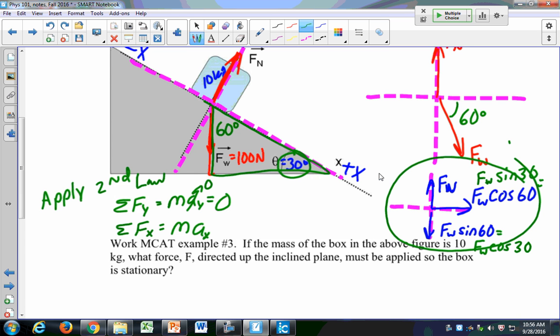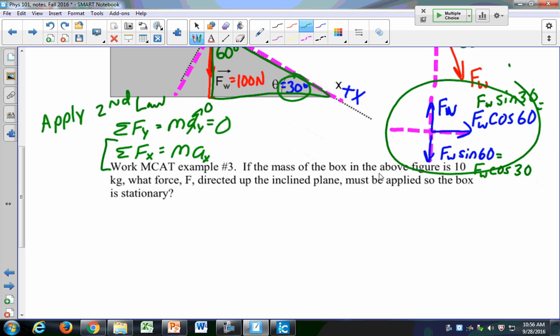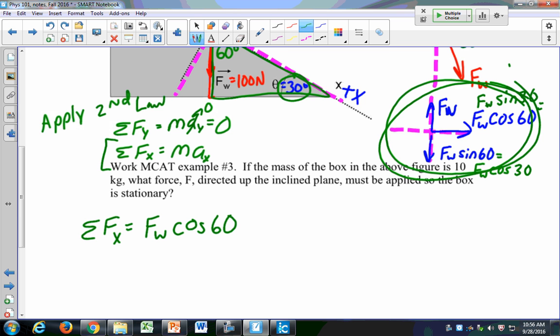Now, the acceleration in the x direction is not 0. And so in this problem, if I wanted to know the acceleration, this is what I would consider. The sum of the forces in the x direction is equal to max. Okay, so I'm going to come over here and look at the forces in the x direction. I only have one force in the x direction, and that's that Fw cosine of 60.